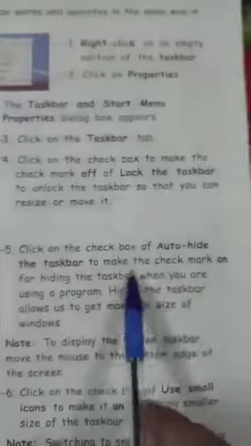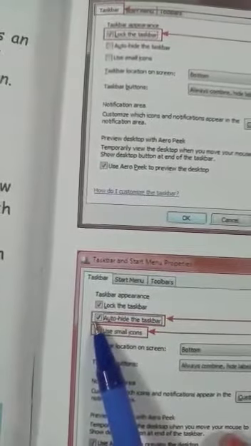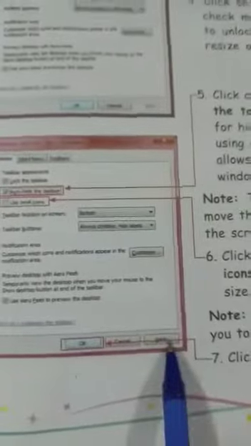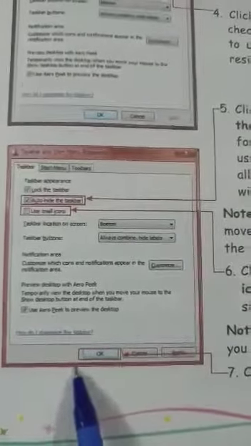The next step is to click on Auto-hide the taskbar. So, my dear students, if you want to hide your taskbar, you will simply click over here and your taskbar will be hidden. And after applying all these changes, you will click on Apply and then you will click on OK and your taskbar will be customized. So here I will show you how we can do that.